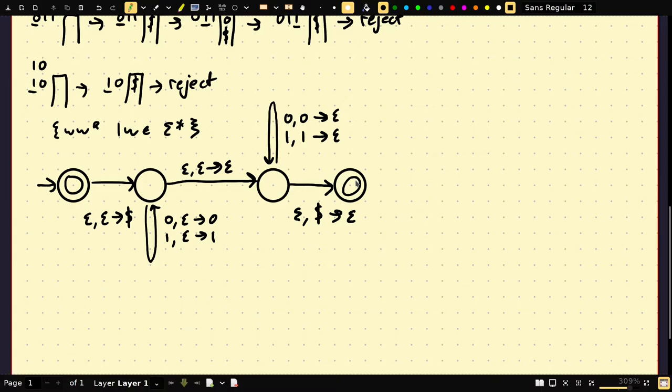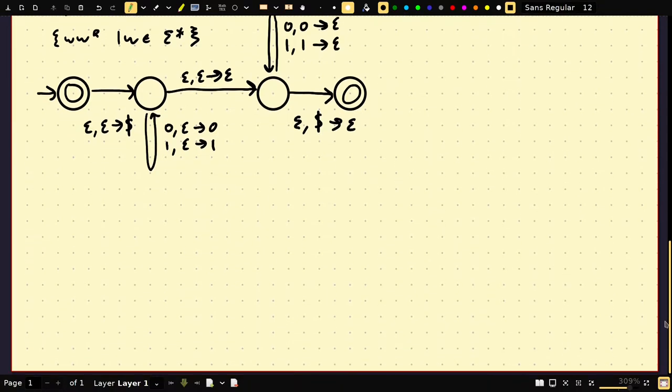If we took this epsilon transition maybe after the halfway point of the input, then we would be at the end of the stack, but not at the end of the input. So we would again reject. There's an implicit reject transition there. So this is a PDA for WW^R. It's quite nice. Now I'm going to give you one more example of a PDA.